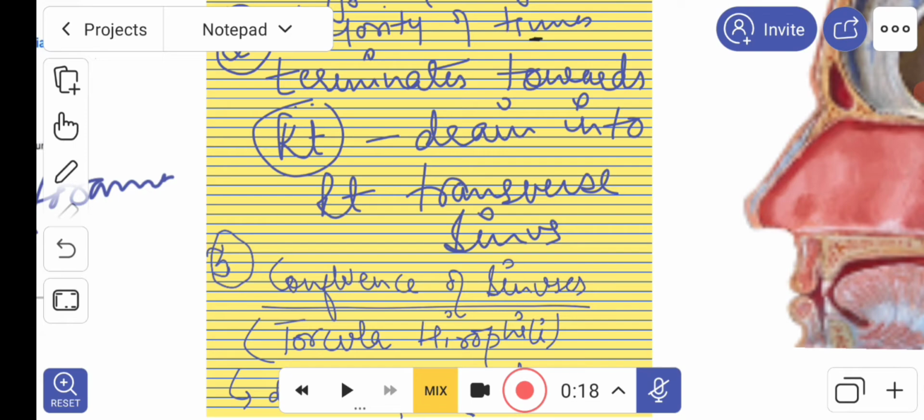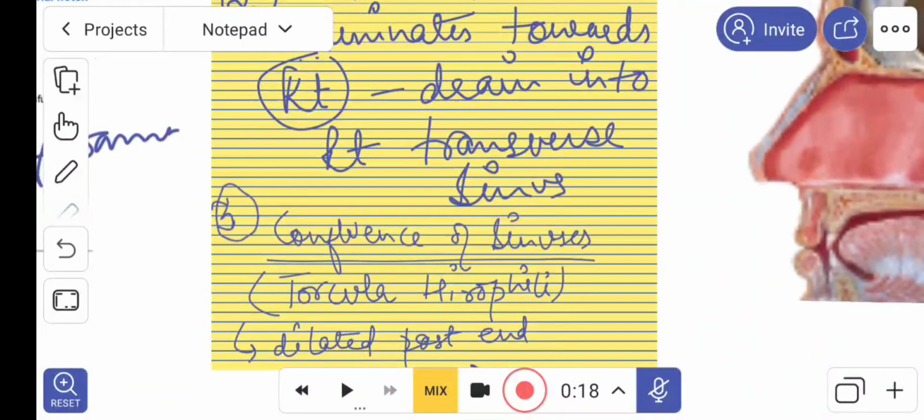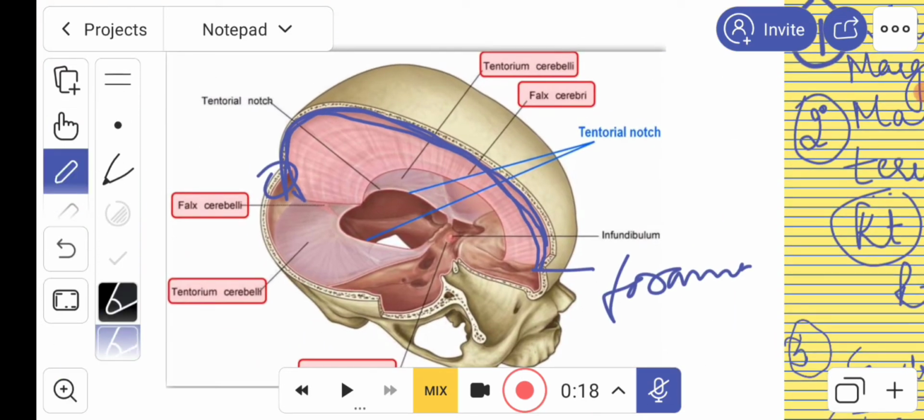Now, the third important point related to the superior sagittal sinus is a term that is the confluence of sinuses, or it is also termed as torcular herophili. What is it? It is the dilated posterior end of the superior sagittal sinus. It is somewhere here. This is the dilated posterior end of the superior sagittal sinus.